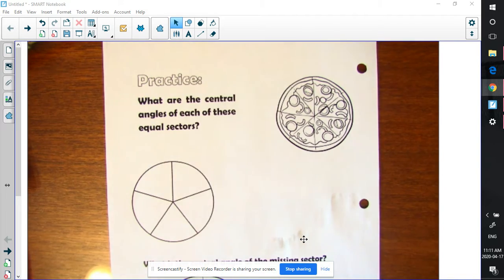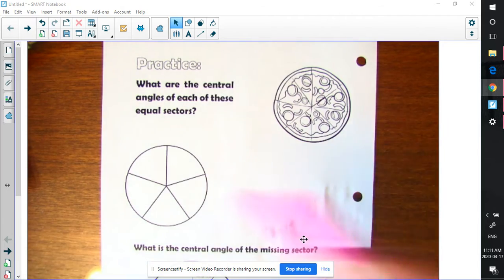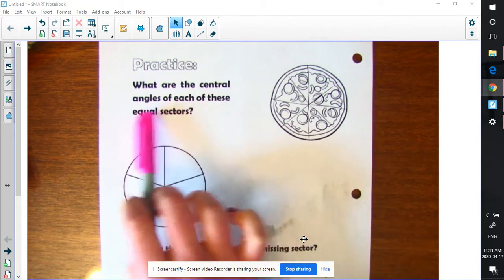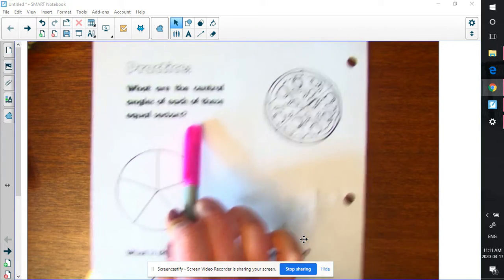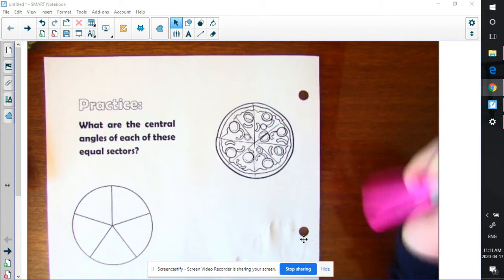Okay, so I'm going to show you guys how to find the central angle. The question says, what are the central angles of each of these equal sectors? We're going to do two questions, this one and this one. This one's pizza, obviously.